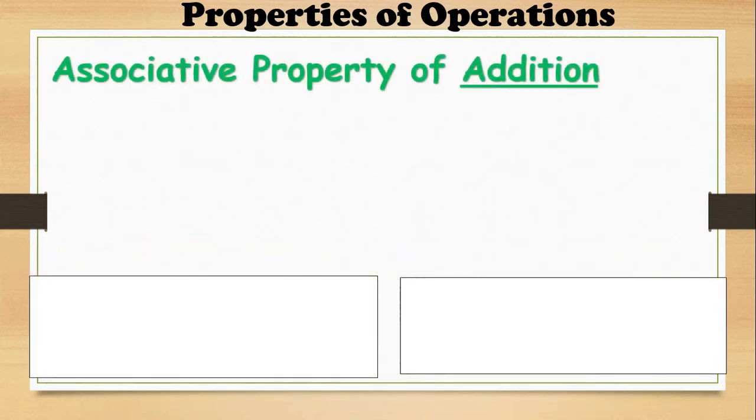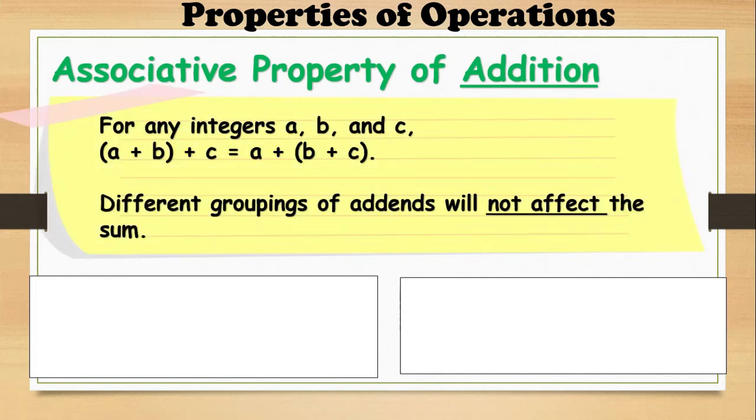Ngayon naman, meron tayong associative property of addition. So for any integers a, b, and c, quantity a plus b plus c is equal to a plus quantity b plus c. So different groupings of addends will not affect the sum. So pag daw merong parenthesis, yun daw yung grouping symbol natin. Example, pinagrupo dito yung 4 plus 8 sa una plus negative 5 equals 4 plus, yung pinagrupo naman na yung 8 and negative 5. So we have 8 plus negative 5. Tingnan natin.